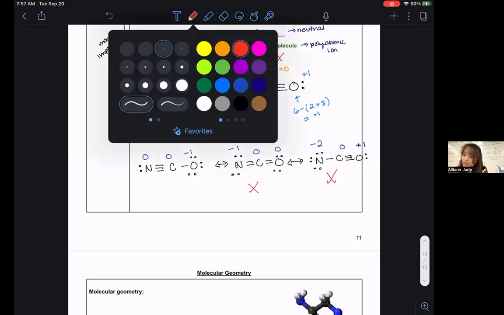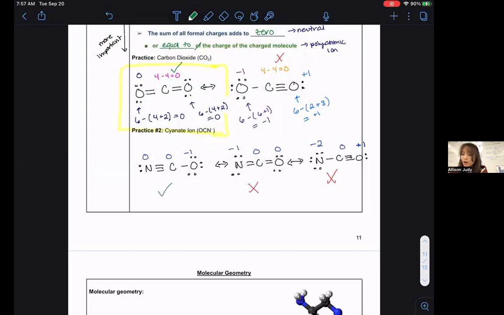So what you're left with is, this is the best option following the rules of Lewis structures and the preferable rules of identifying the best Lewis structure via formal charge. You have values as close to zero as possible, and you also have the negative formal charge on the most electronegative atom present. So this is why this would be the correct structure for the cyanate ion.